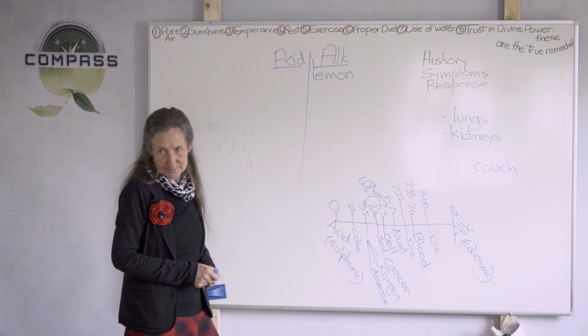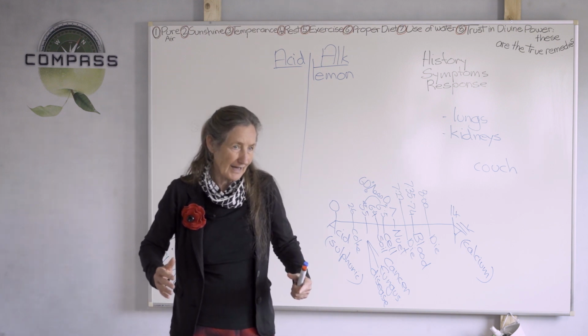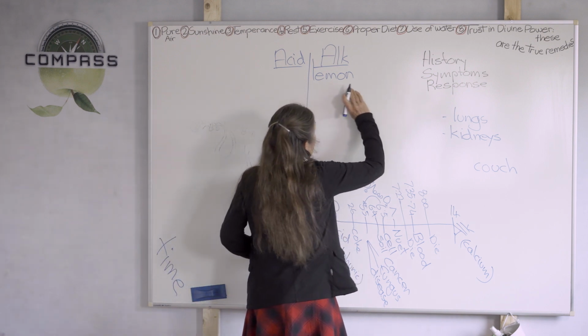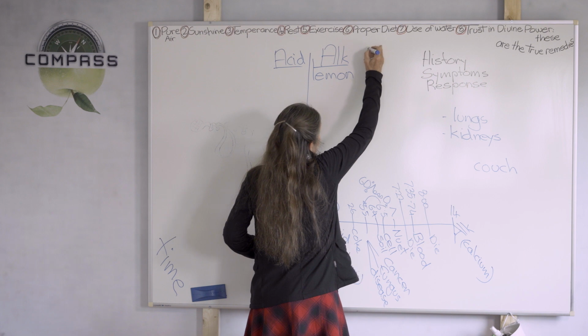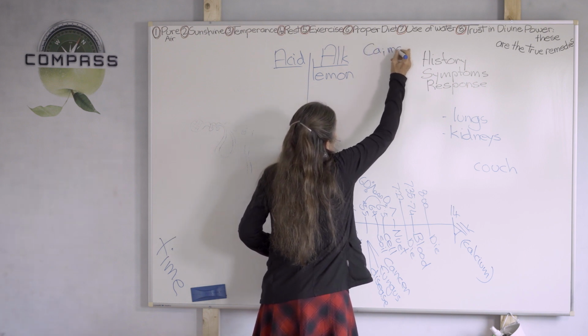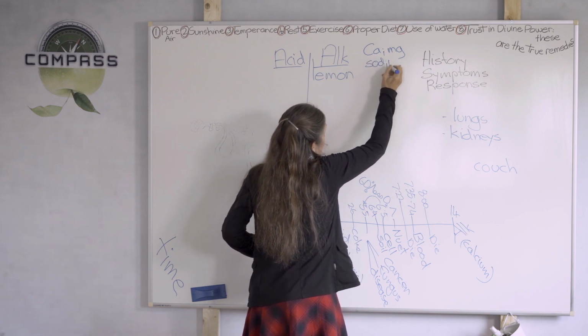But when the lemon is broken down in the gut, the minerals are diffused into the blood, they have an alkaline effect because the lemon is high in alkaline minerals, which is calcium, magnesium, sodium, potassium and iron.